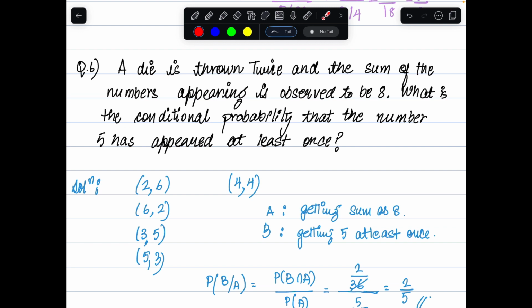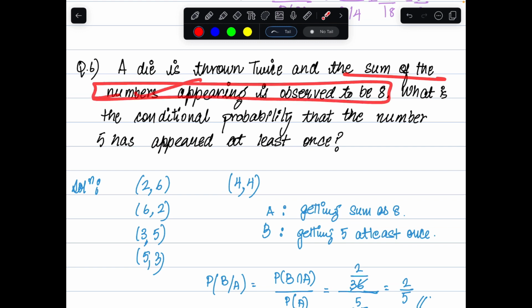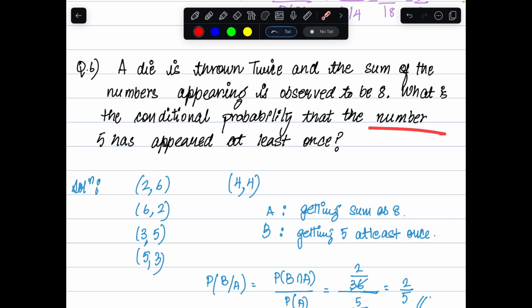Next is what should happen? The sum of the numbers appearing is observed to be 8. Okay, you have rolled 2 dice simultaneously, and you saw that whatever numbers are coming, the sum of those two numbers is 8. Now what is the conditional probability? Here they have very well mentioned what you are supposed to actually do, that the number 5 has appeared at least once. Okay. So what is given? This was given in the sense you have to understand this has happened already. Now they are asking what is the probability that the number 5 has appeared at least once.